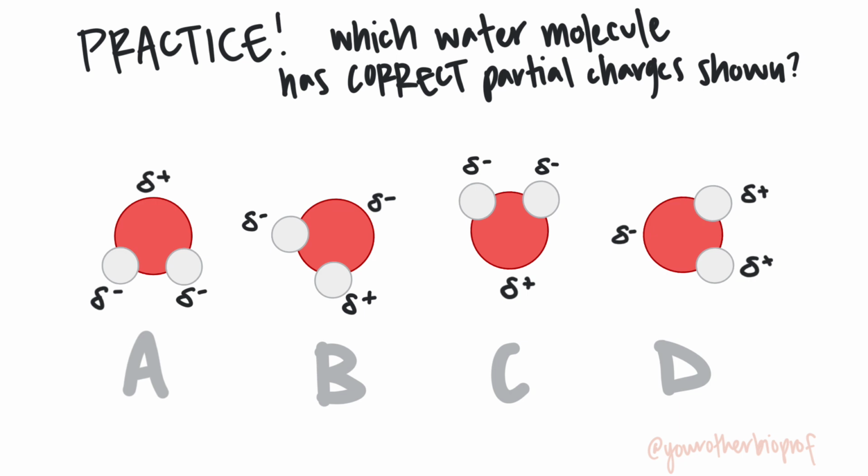All right, did you get it? Hopefully you went for option D. Partially negative charge on our oxygen, partial positives on each of our hydrogen. All of the other options have at least one charge that's incorrect. Let's try one more example, and then I'll give you some tips on how to remember these.